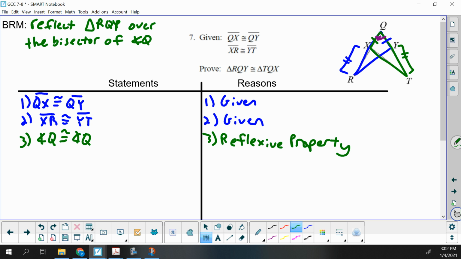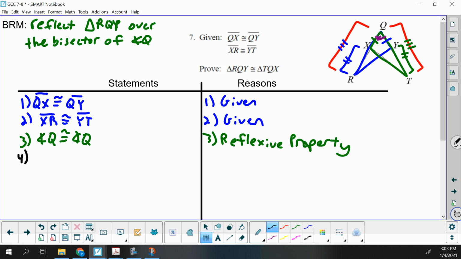Well, that should raise a red flag, because those are not sides in the triangles that we're working with. They are too short to be sides in the triangles. So to get them to be sides in our triangles, we need to add on. What we're going to do is add on the QY to the YT, and that'll give us another side in the green one. And we can add on the QX to the XR, and that'll give us another side in the blue one, which would then give us side angle side in each triangle. So that's our plan.